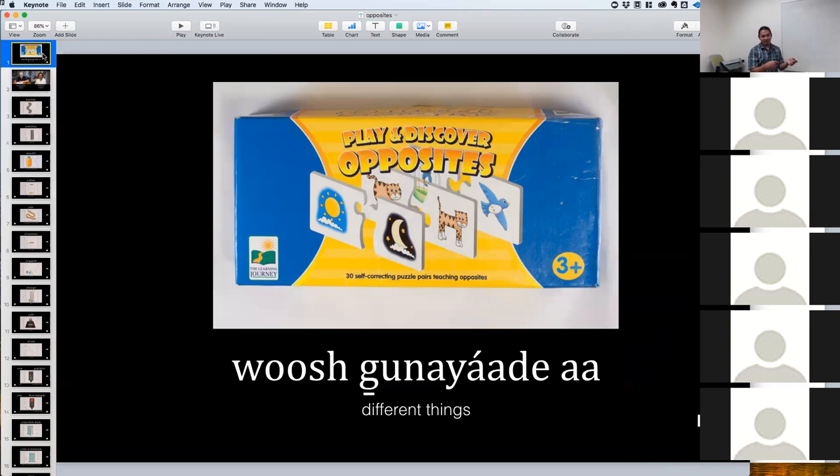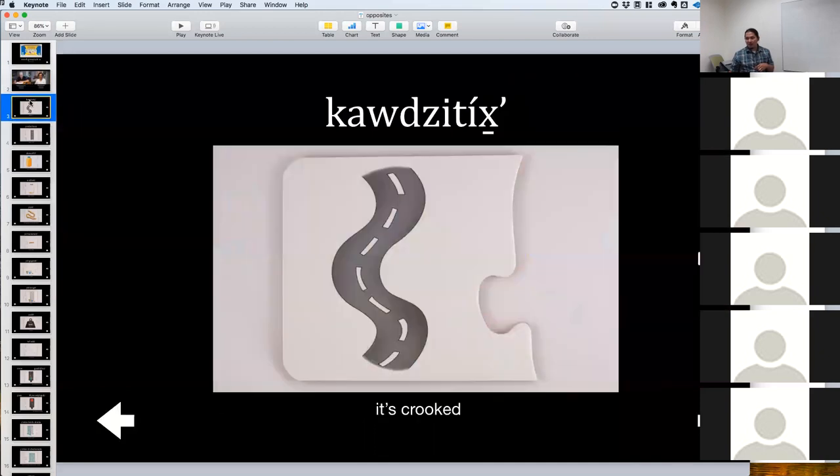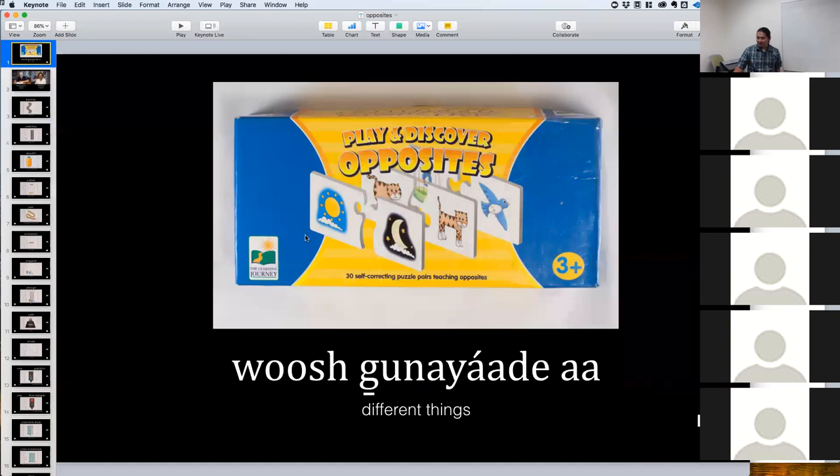And then I was just playing with my kid, and I was trying to say the words, and then I realized there were some I didn't know how to say. So then I took pictures of them all, and then I took them to the elders. So I've got these pictures, and I'll put this up on our class website. And this is what it looks like. It's the learning journey, play and discover opposites. I like it because there's no language on it whatsoever. So there's lots of things that you could do with it.